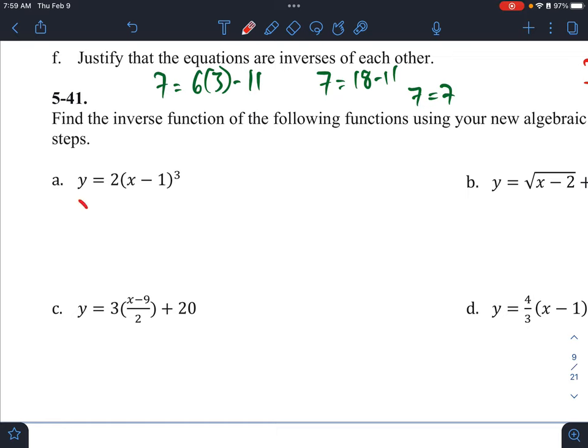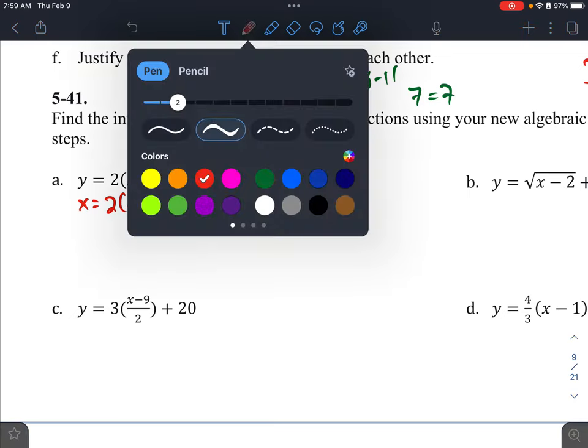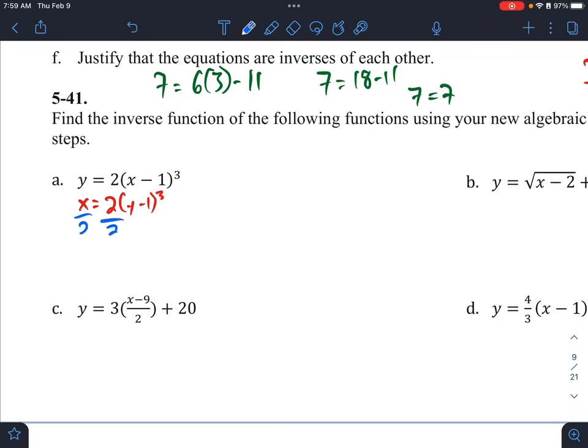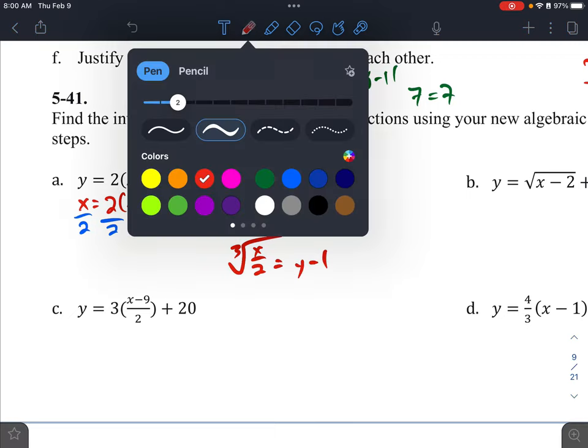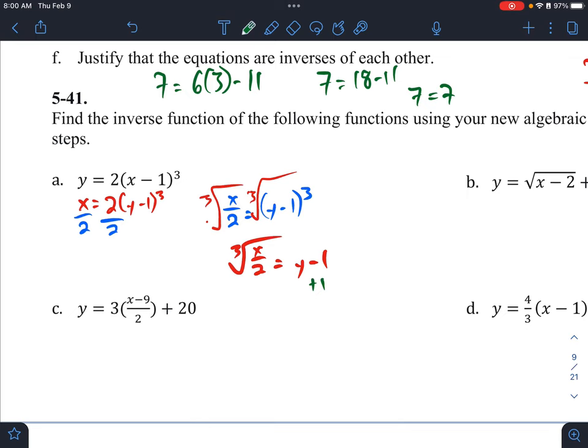So again, your first step is you're just switching. I have x equals 2 times (y minus 1) cubed. Okay? And now I'm just kind of trying to work backwards to get y by itself. So I'm going to divide by 2, gives me x over 2 equals (y minus 1) cubed. I'm going to take the cube root on both sides. Gives me the cube root of x over 2 equals y minus 1. And lastly, add 1. So my inverse is y equals the cube root of x over 2, plus 1.